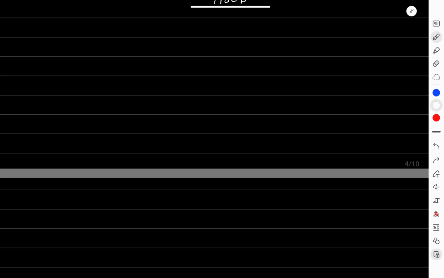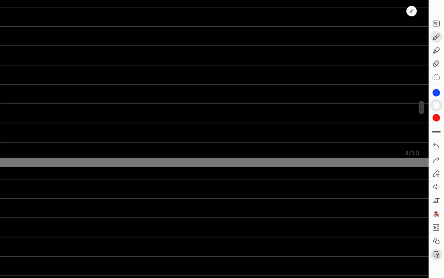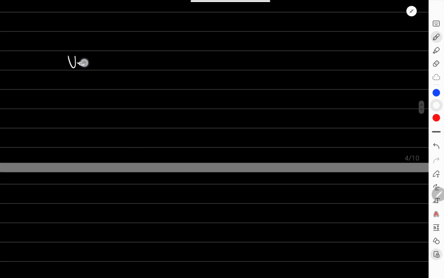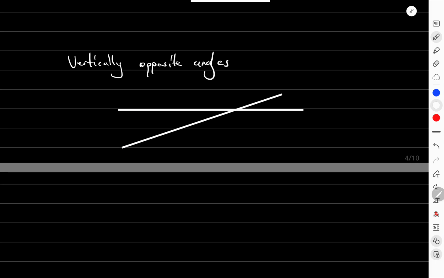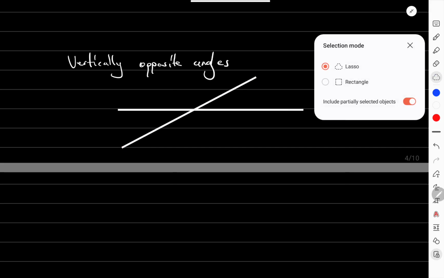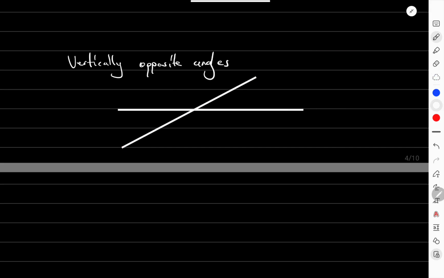Now, let us go to a concept that is known as vertically opposite angles. Before I can even go to vertically opposite angles, whenever you see a cross, something like this one, whenever you see a line with a line like this one, what is it that you can notice between these lines?